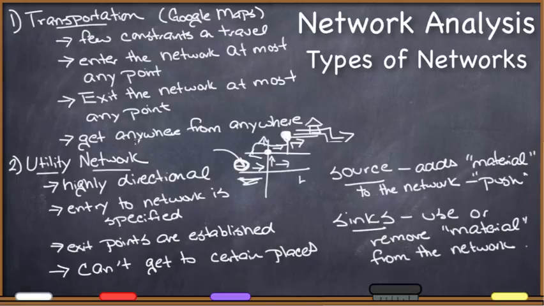So these are our major two different kinds of networks, and we deal with them both in GIS. Let me give you a couple of examples of the kinds of problems that you might solve, or the kinds of questions that you might use each one of these different networks to answer.